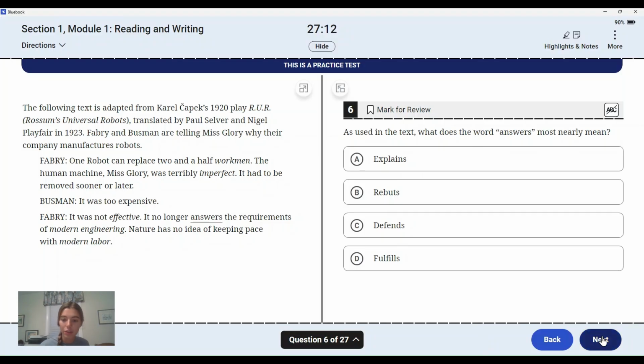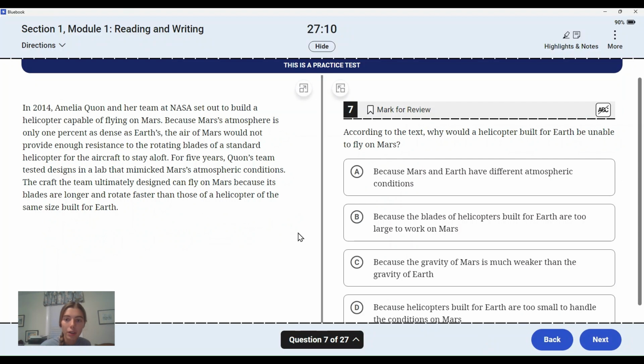Okay, so after the vocab, you're going to find the main text questions, like asking you for the main idea. Generally this is going to be 3 or 4 problems in the test. You want to look at the prompts, though, generally before actually reading the passages. So this one says, according to the text, why would a helicopter built for Earth be unable to fly on Mars?